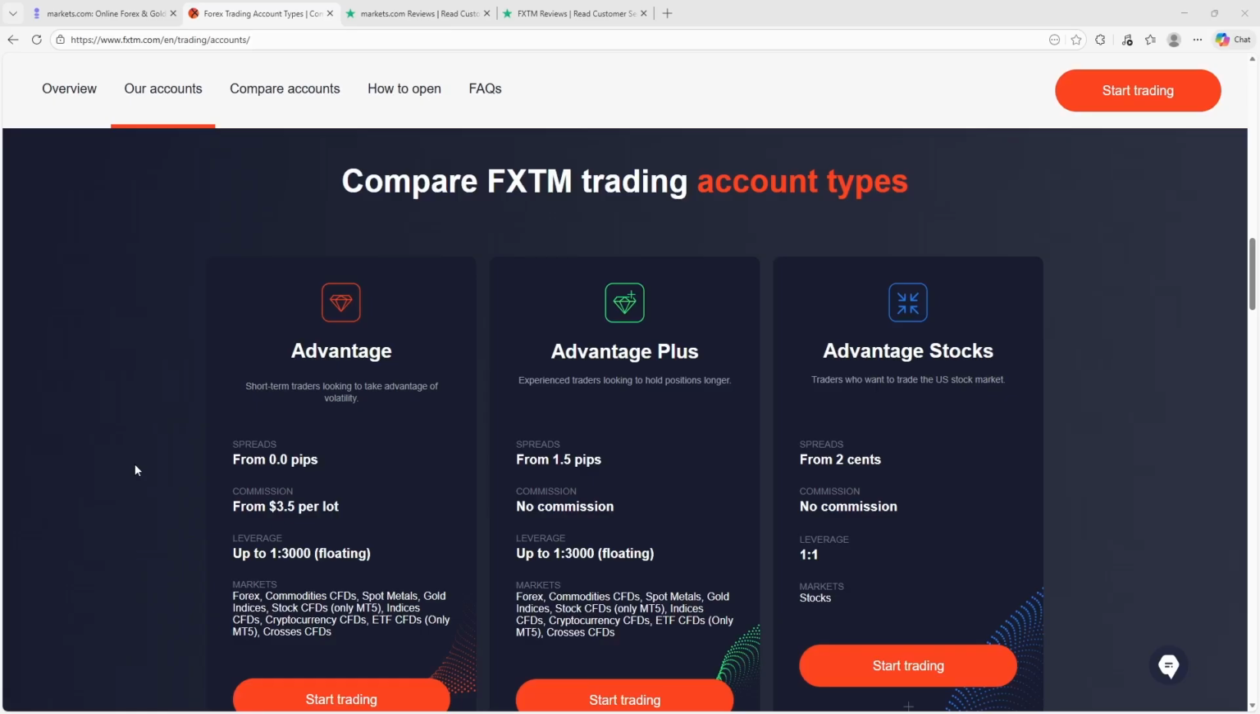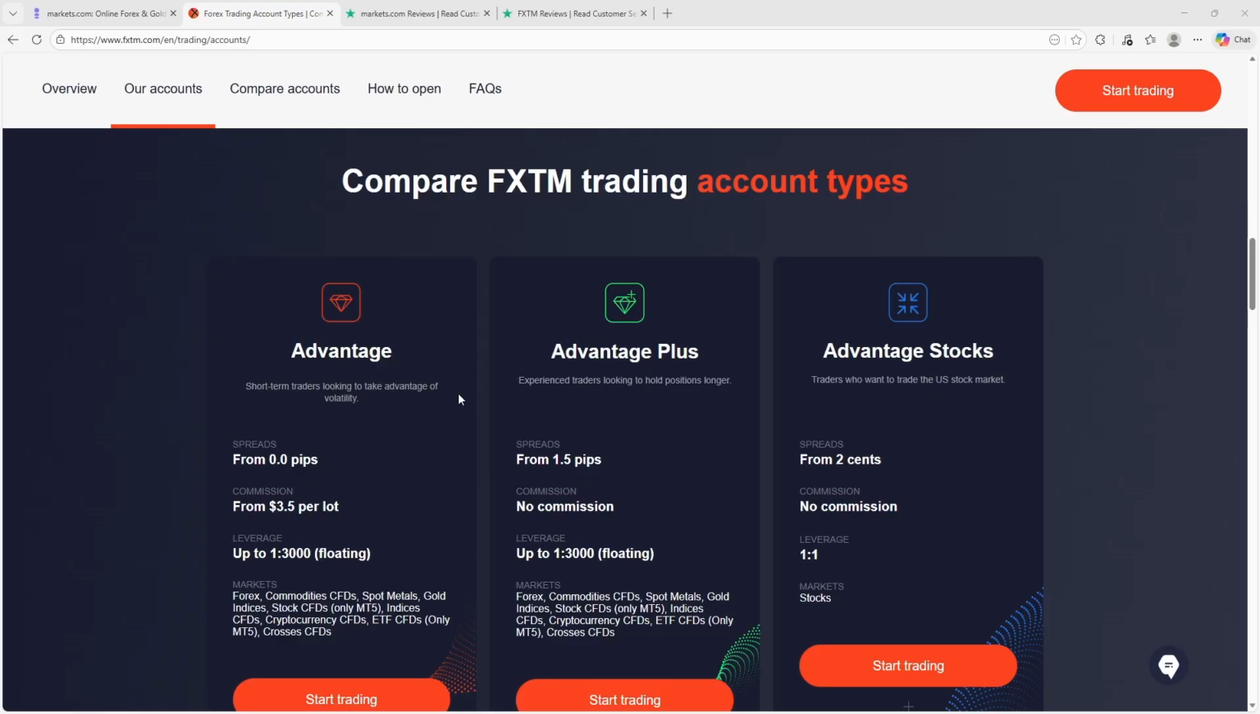The Advantage account is designed for short-term and active traders who prioritize tight pricing. Spreads start from 0 pips with commissions applied per lot, making this structure more suitable for scalpers and high-frequency traders who benefit from raw market pricing. Leverage can reach very high levels on supported instruments, which increases flexibility, but also significantly raises risk exposure. Markets available include Forex, commodities, CFDs, spot metals, indices, cryptocurrencies, ETFs, and stock CFDs depending on platform support.